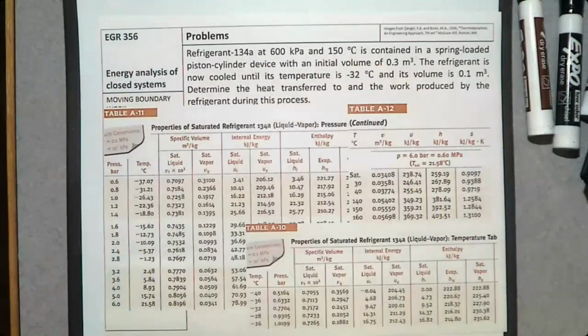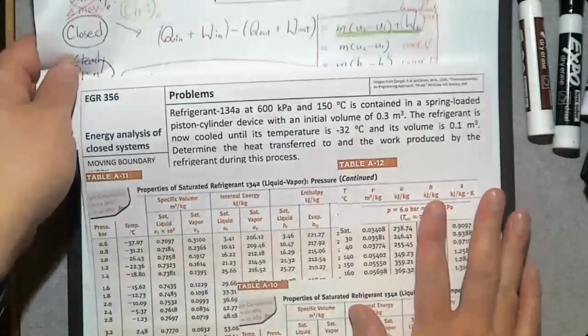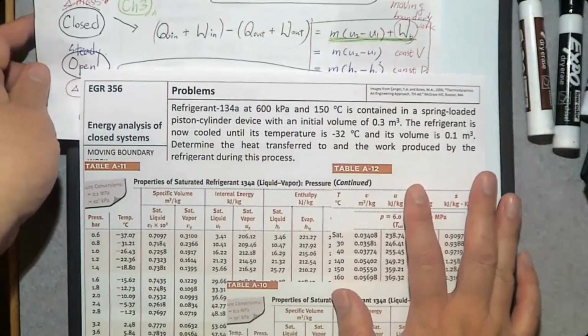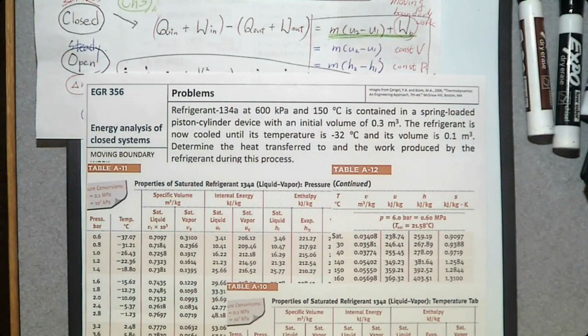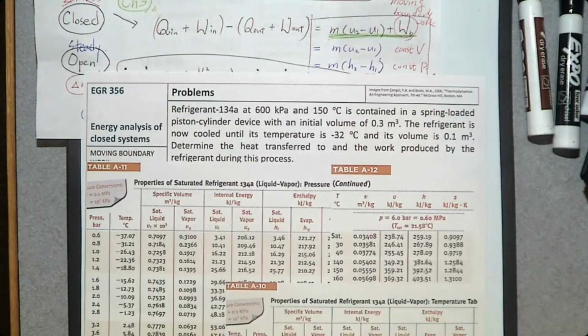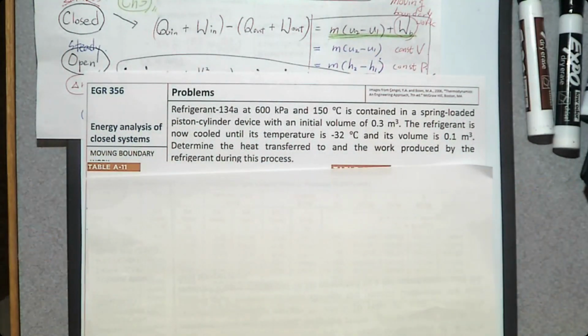Now, based on the energy balance equation that we reviewed, which is shown here, let's solve this problem. So it's a closed system, so we are going to use that energy balance equation. We have a refrigerant R134A at 600 kilopascal and 150 degrees Celsius. So we have information about the initial state.